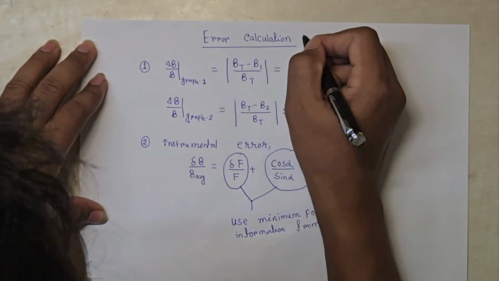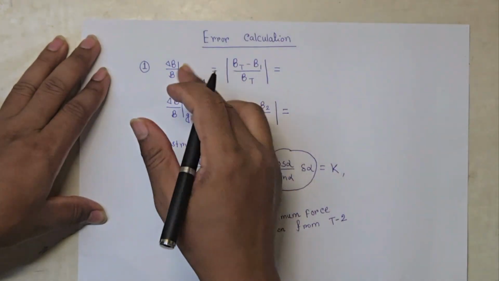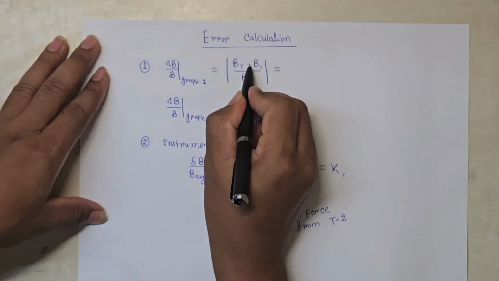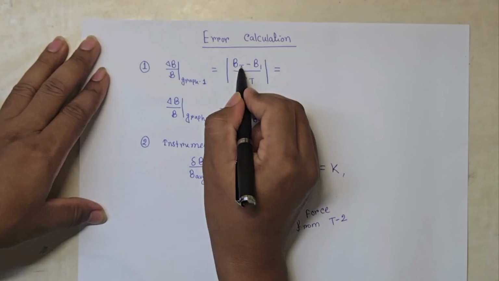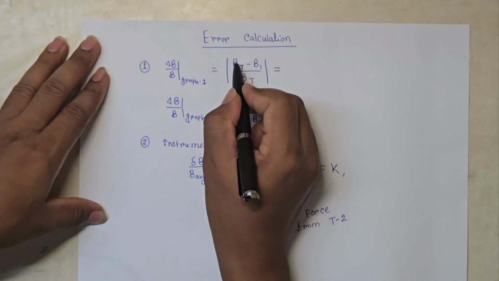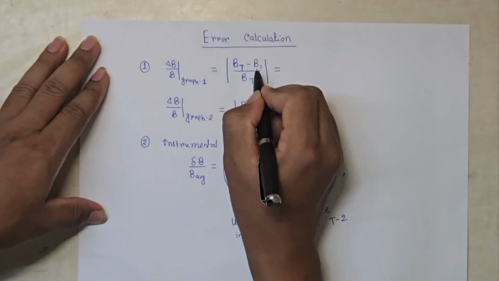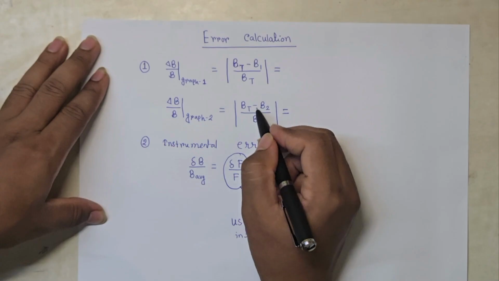Now, error calculation. There are two types of error. The first is how your experimental value deviates from the theoretical value, BT. You get BT from table 1, the theoretical magnetic field for 3 ampere Helmholtz current. You have to take the magnitude. This one is from graph 1 and this is from graph 2, B1, B2.